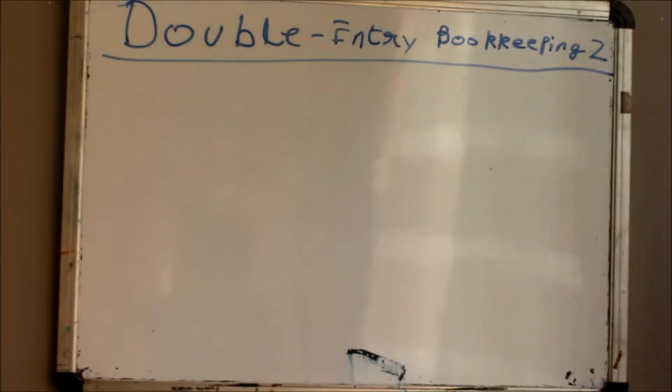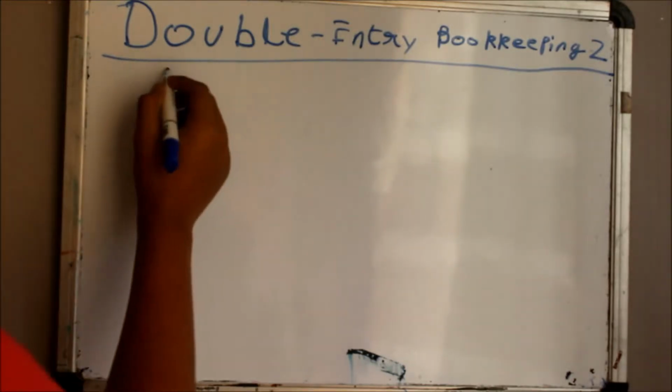Now the first time we met, I explained to you the basic double entry and all the different types of double entry bookkeeping. And today I'm going to teach you a slightly different topic. Let's start. The new concept I'm about to teach you today is known as cash book.